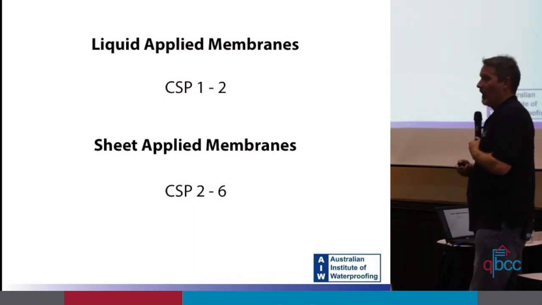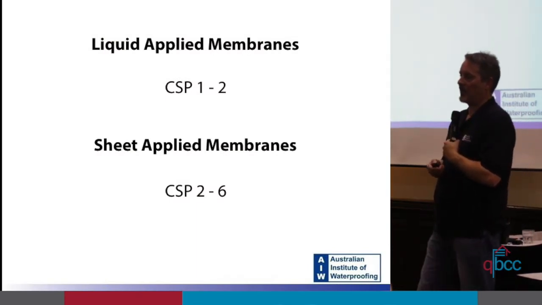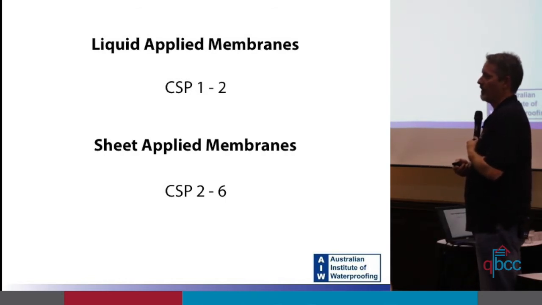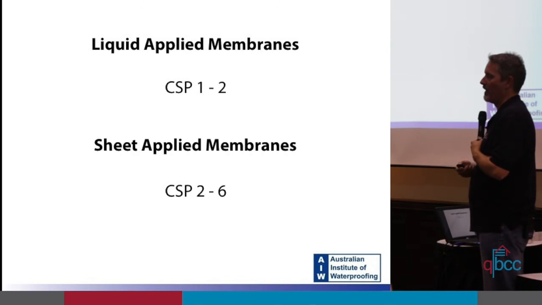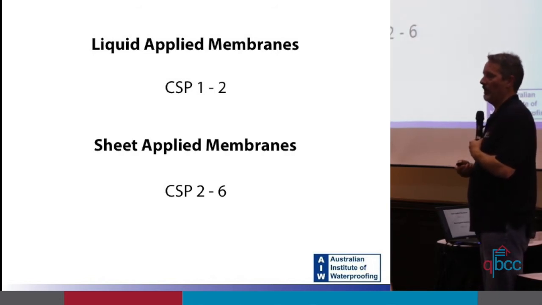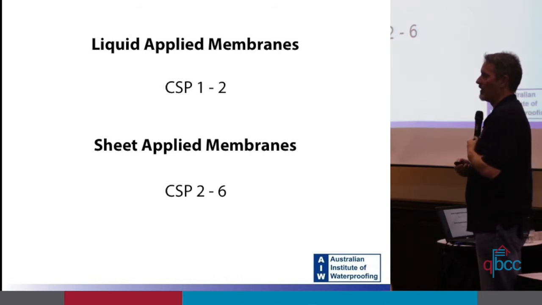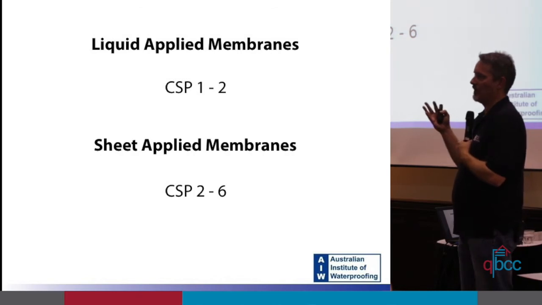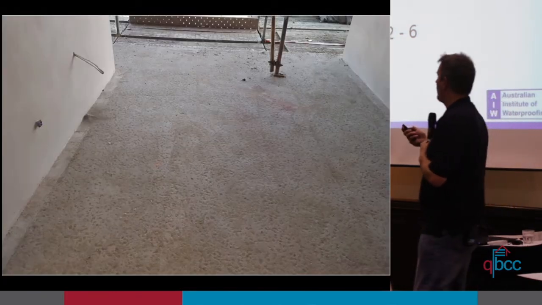So what we need for liquid membranes is basically a CSP 1 or 2, right, which is basically a ground finish at its roughest. Sheet membranes, like torch applied membranes for example, can handle a little bit more forgiving. So they can handle a concrete surface profile of between 2 and 6. Any questions on that? Wasn't too confusing, I hope.